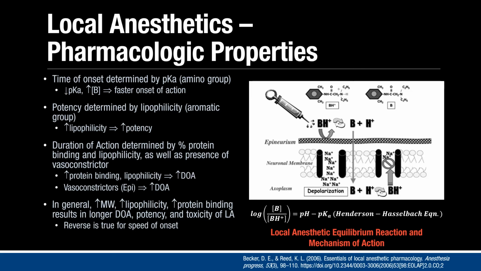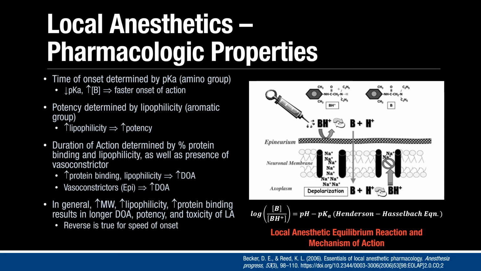And if you take my word for it, the lower the pKa of the local anesthetic, the more it will exist in the unionized form, and the more of it will be able to cross the neuronal membrane, and therefore it'll have a faster onset of action. Since all local anesthetic pKa's are actually greater than the physiologic pH of 7.4, they all exist in greater than 50% of the ionized form.